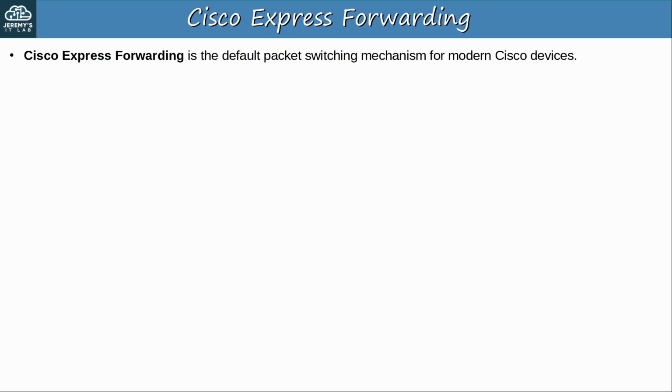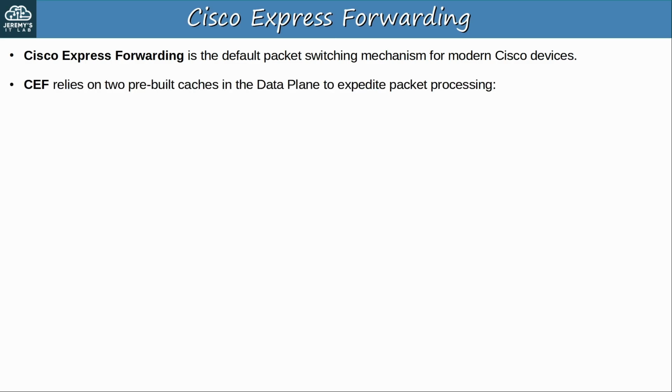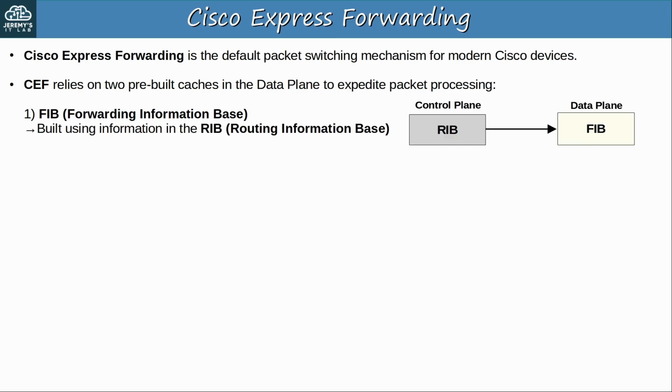So what exactly is CEF? First of all, CEF relies on two pre-built caches in the data plane to expedite packet processing. The first is the FIB, Forwarding Information Base. It's built using information in the RIB, Routing Information Base. By the way, RIB is just another name for the routing table. Same thing, different name. In the context of CEF, it's usually called the RIB. The RIB is a control plane construct, built by selecting the best routes from different protocols.